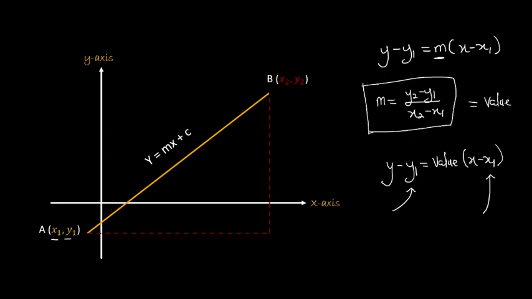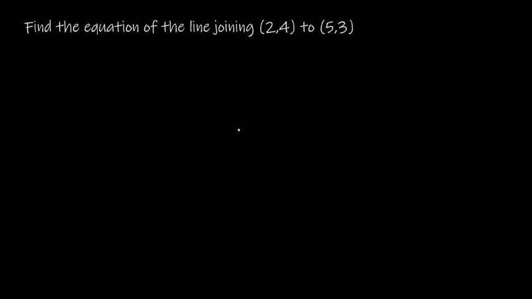Alright, so let's go ahead and have a look at an example to understand and appreciate what we are talking about. We are to find the equation of a line joining 2 points. One point is 2, 4, and another point is 5, 3. So let's write down our solution. I will say let A be the first point, which is 2, 4, and B be the second point, which is 5, 3.